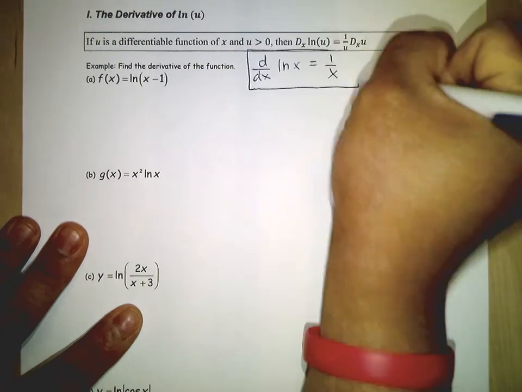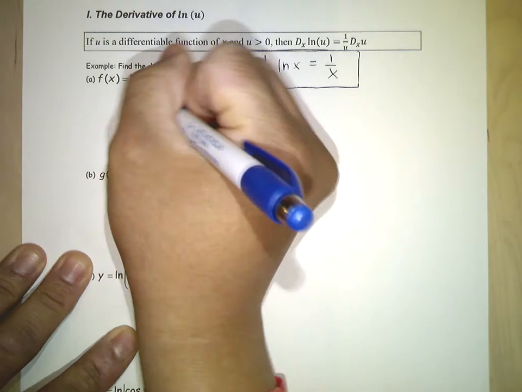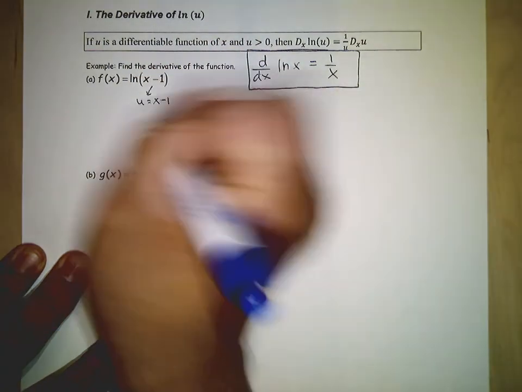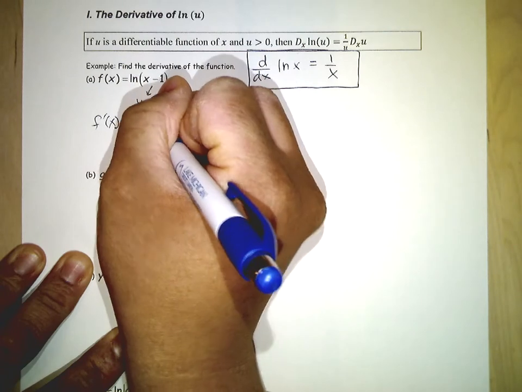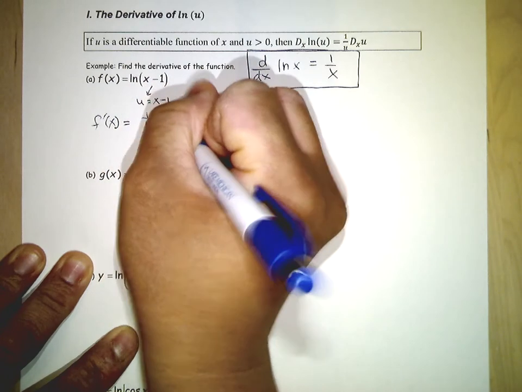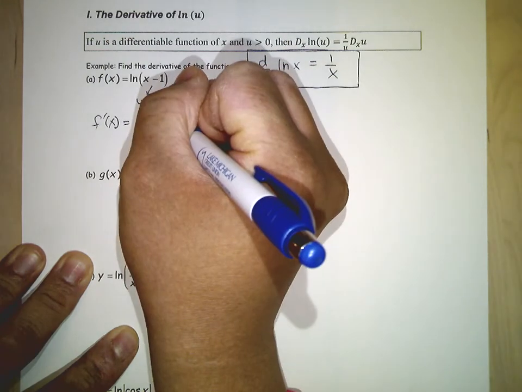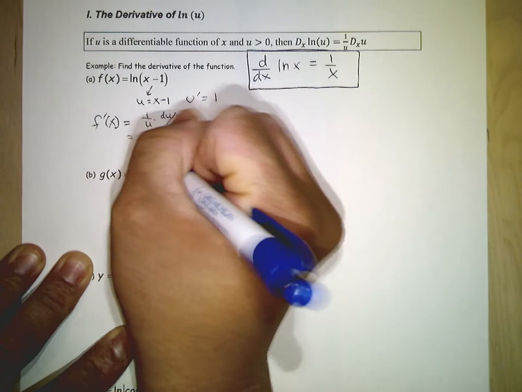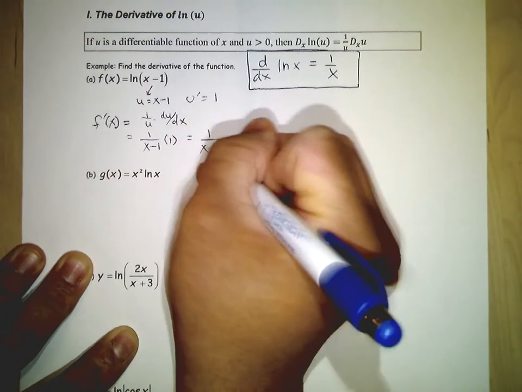All right, so here we go. If u is always the argument, x minus 1, then f prime of x is 1 over u times du/dx. So u prime or du/dx is the derivative of x minus 1, which is 1. So 1 over u, in this case, is 1 over x minus 1 times 1. So it's just 1 over x minus 1.